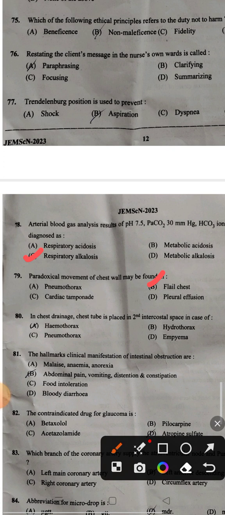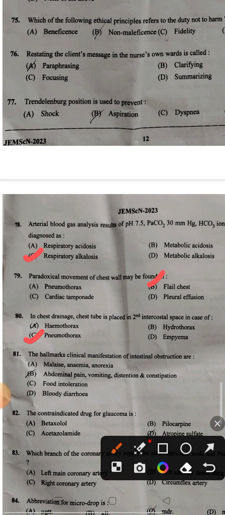Question number 80. In chest drainage, chest tube is placed in the second intercostal space in case of: option A hemothorax, option B hydrothorax, option C pneumothorax, and option D empyema. The correct answer is option C, pneumothorax. In case of pneumothorax, the chest tube is inserted in the second intercostal space.